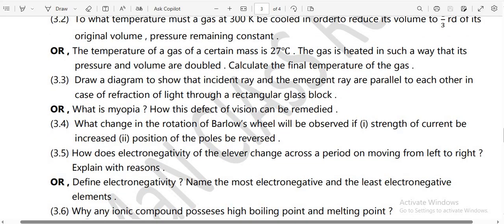3.5 How does the electronegativity of the elements change across a period on moving from left to right? Explain with reason.